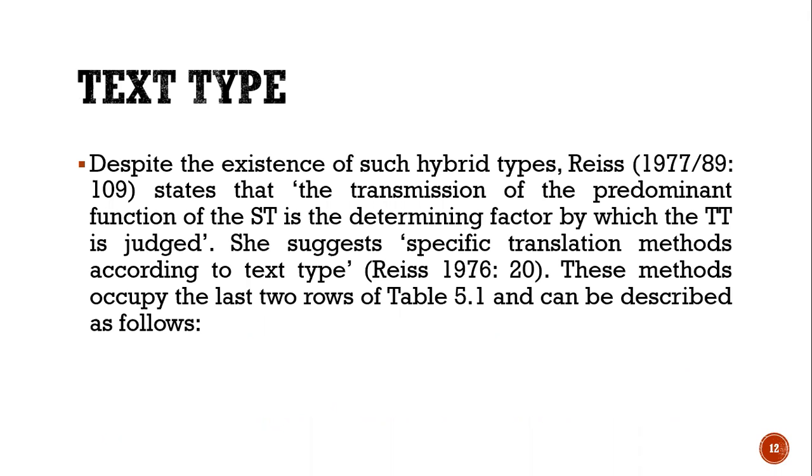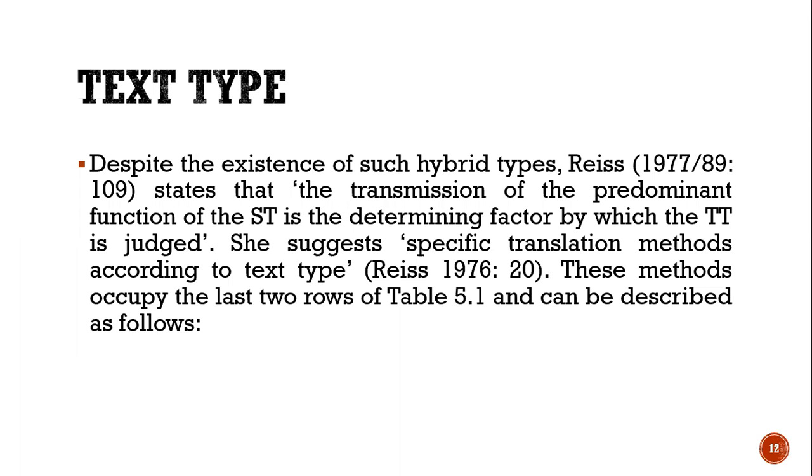So despite the existence of such hybrid types, Reyes states that the transmission of the predominant function of the source text is the determining factor by which the target text is judged. So what is the function of the source text? You have to determine it. Either it is informative, expressive, or operative. So you have to determine the function. So accordingly, the target text will be judged.